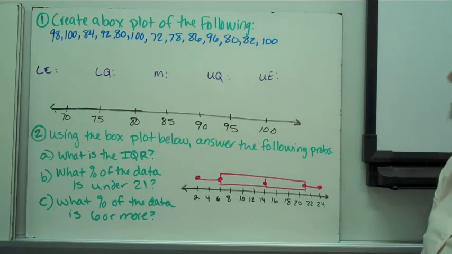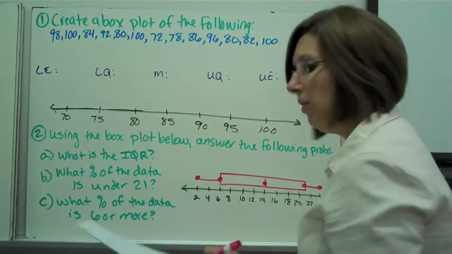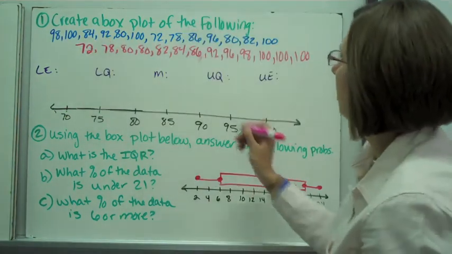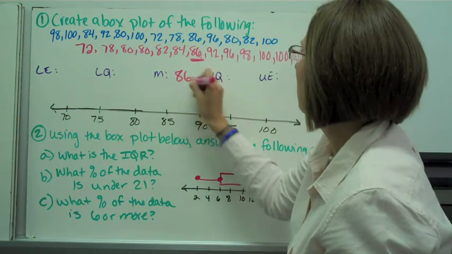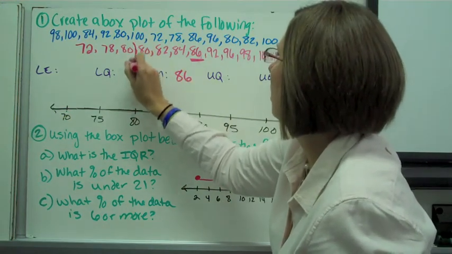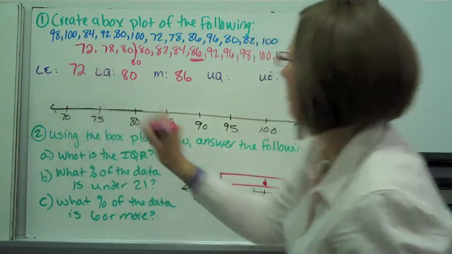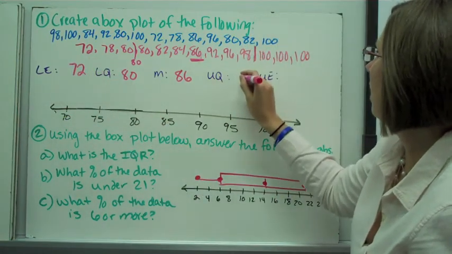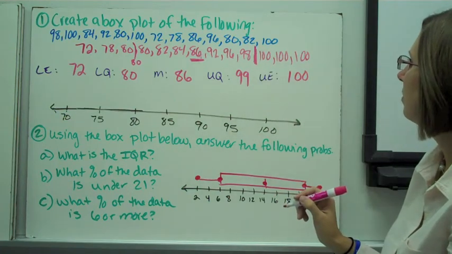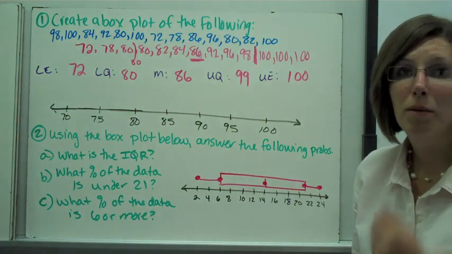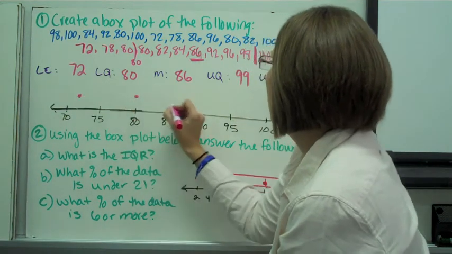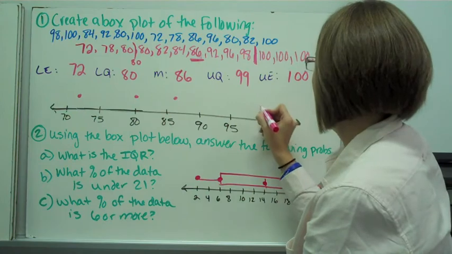Okay, here. For number 1, you have to make sure you put all your data in order from least to greatest. 72, so we're going to find the median, then we're going to find the lower quartile and the lower extreme. We're going to find the upper quartile, which is halfway between, and then the upper extreme. Okay, now that you have your 5-number summary, you're going to plot your data points. 72 is about right there, 80, 86, 99, and 100.